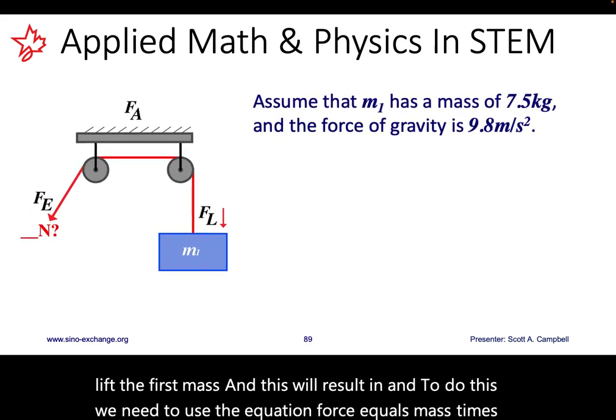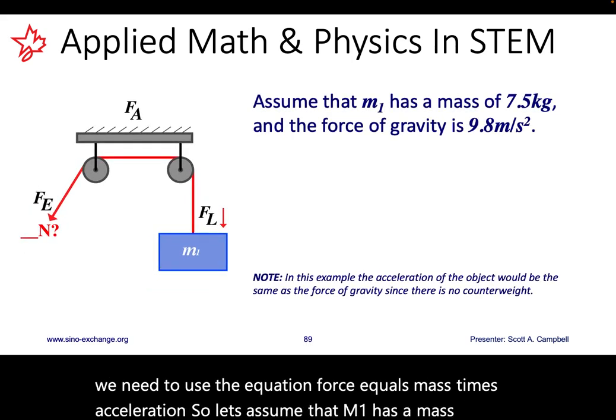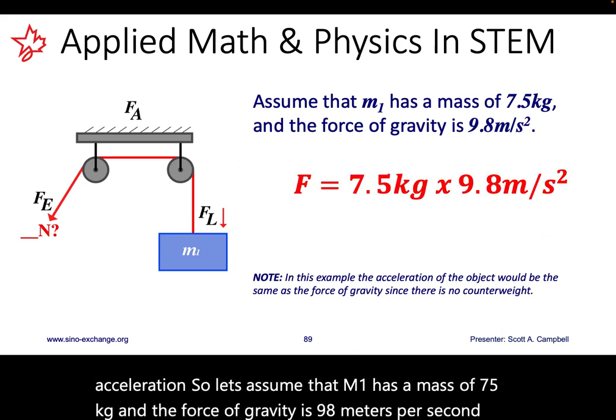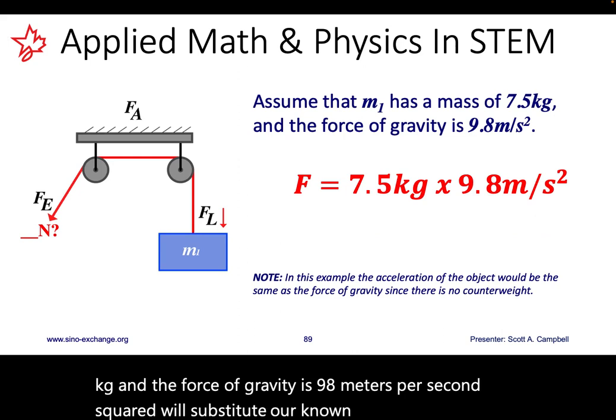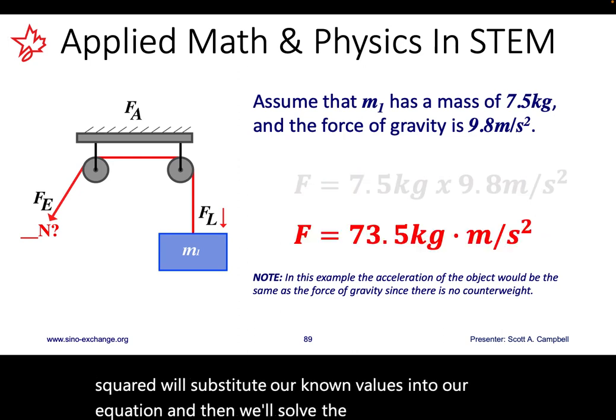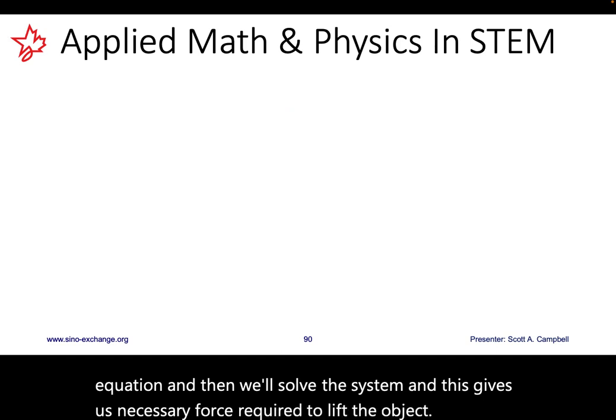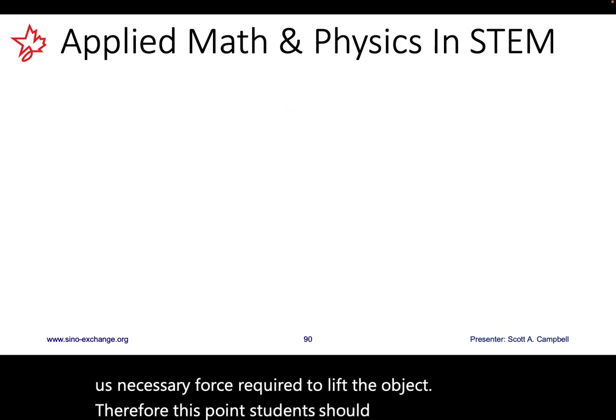So let's assume that m1 has a mass of 7.5 kilograms and the force of gravity is 9.8 meters per second squared. We'll substitute our known values into our equation and then we'll solve the system. And this gives us the necessary force required to lift the object. Therefore, at this point, students should be able to complete the following calculations.